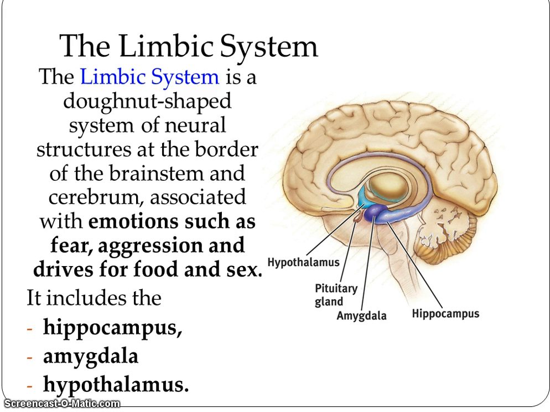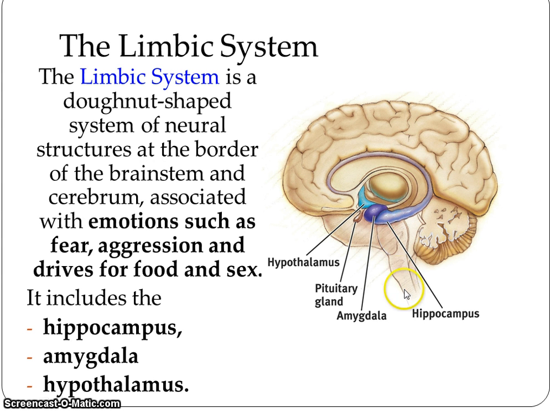Now, the second part of the brain we're going to talk about is the limbic system. This is a donut-shaped system of neural structures at the border of the brainstem and the cerebellum. And the limbic system is really important because it deals with emotions such as fear, aggression, and drives for food and sex. This is kind of your reward center. When you do something that makes you feel good, your limbic system is activated and it makes you want to do that activity again. The parts of the brain included within the system are the hippocampus, the amygdala, and the hypothalamus.